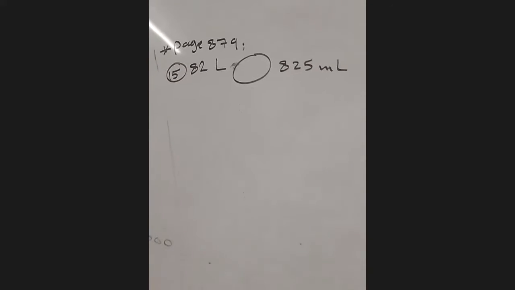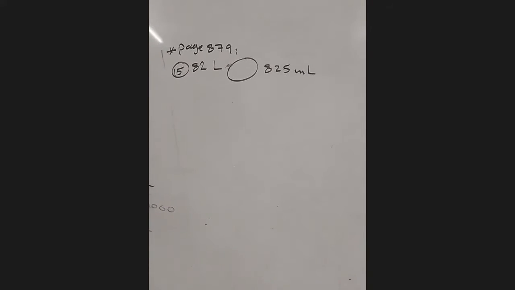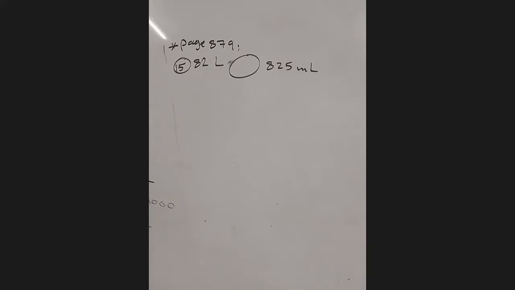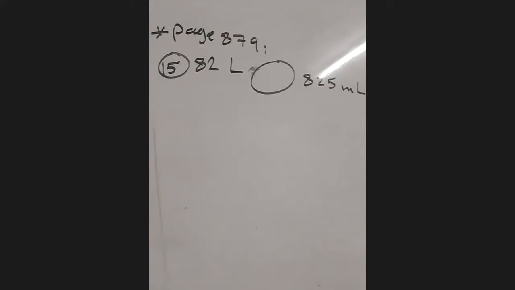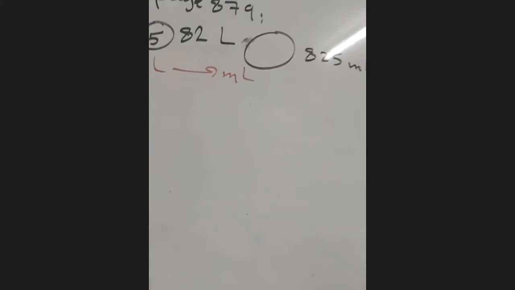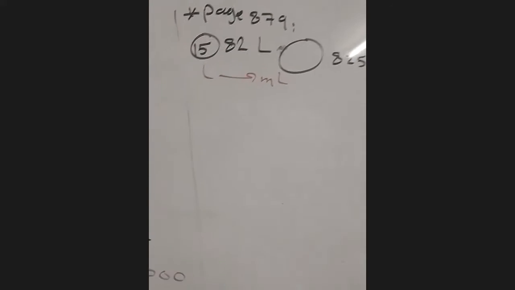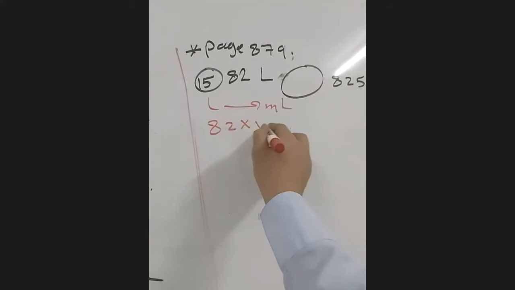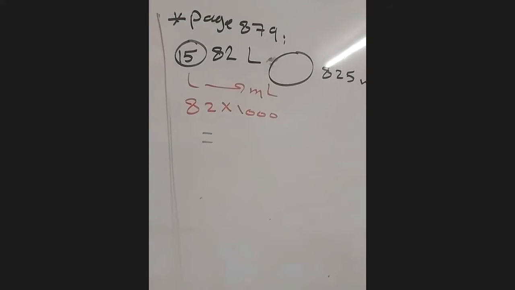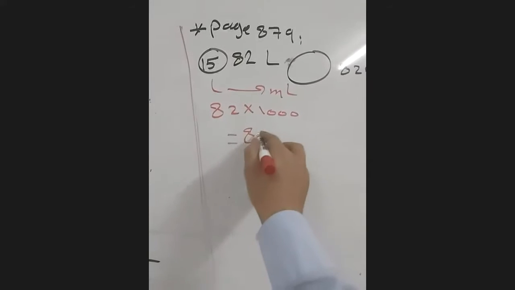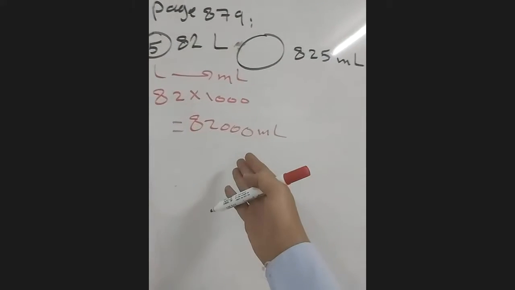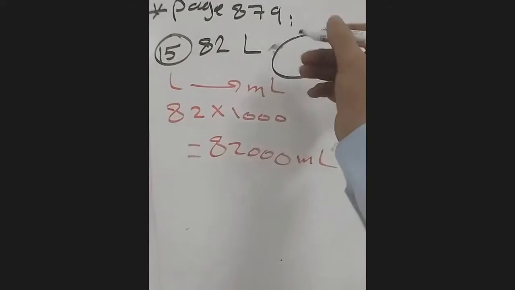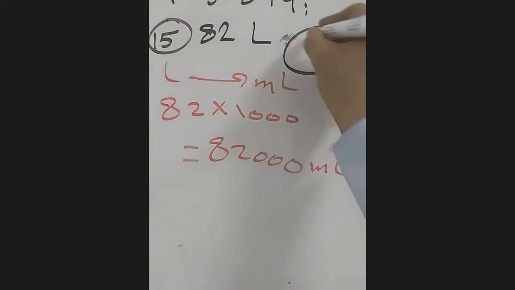What will we do here, Mohanna? Each liter equals 1,000 milliliters. So we're going to turn the liter to milliliter, right? Yes. How? Because it is from bigger to smaller, so we will multiply. 82 multiplied by 1,000. How much? 82,000. Which one is bigger now? 82,000 milliliter or 825 milliliter? 82 liter. 82 liter is bigger.